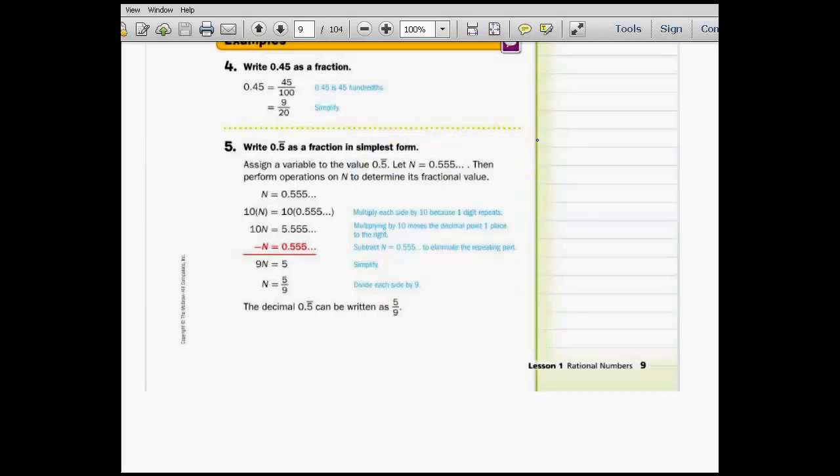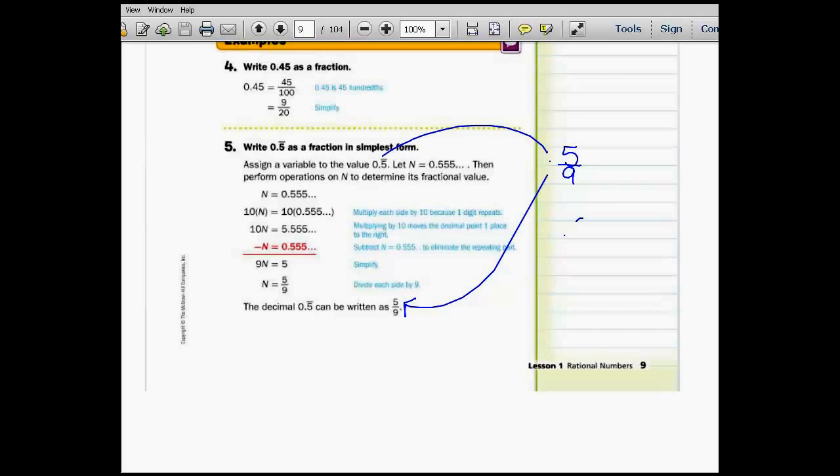So before we talk about that, let's look at this one. This is 0.5 repeating. Using our shortcut, if it's one digit that repeats, then it's going to go over 9. One digit that repeats will go over 9. So 0.5 repeating is 5/9. It's one digit that repeats over that many nines.